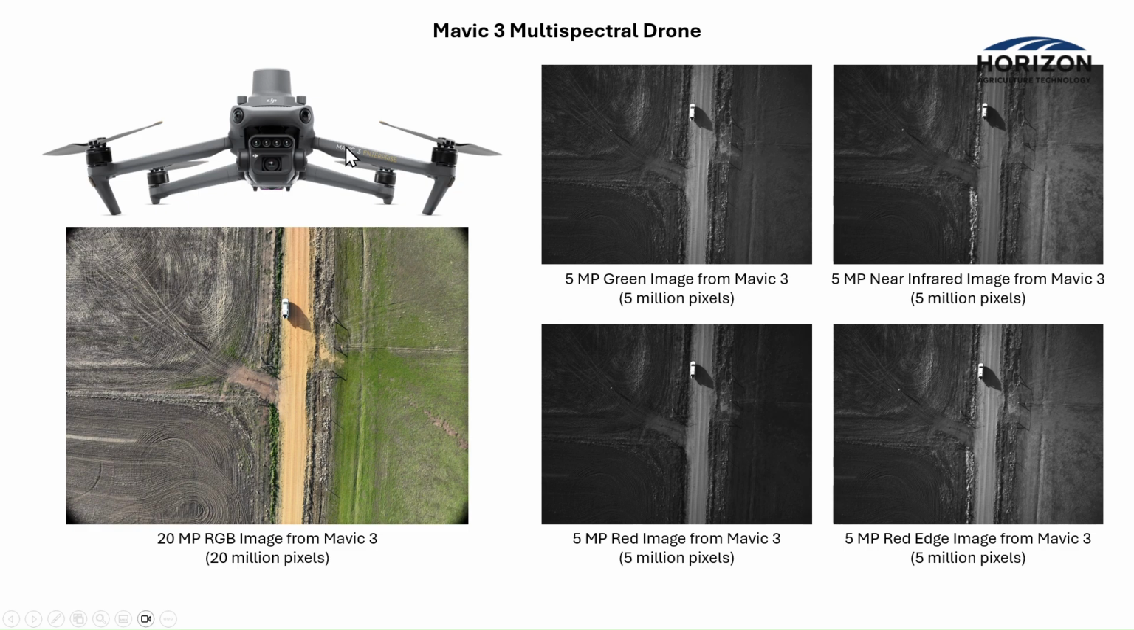There are several multispectral sensors on the market, but let's take a look at the Mavic 3 multispectral drone. This drone is definitely the best price point on the market at around 9,000 Australian dollars for a full kit with 4 batteries. The M3M can capture both RGB data and multispectral data at the same time. It'll take one RGB image and also generate 4 multispectral images, one in green, one in near infrared, one in red, and one in red edge.